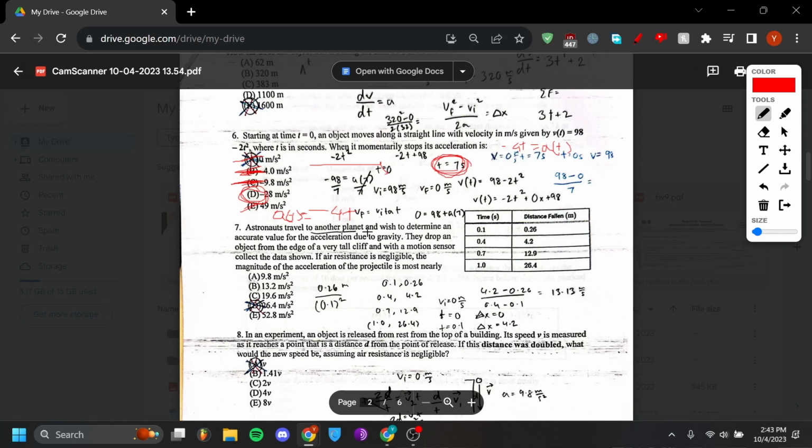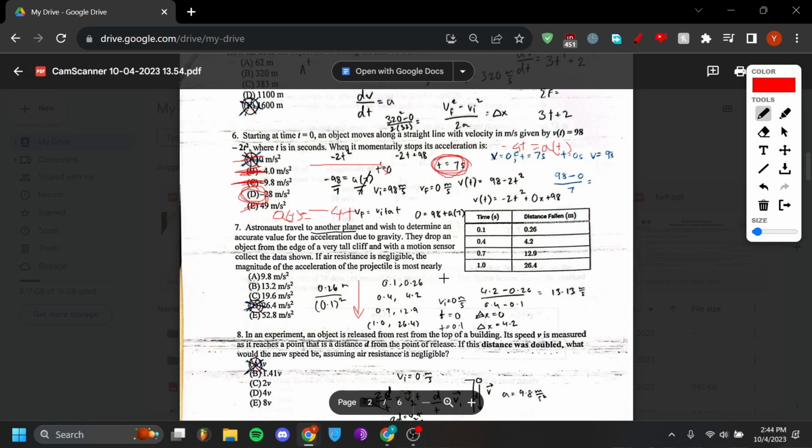Astronauts travel to another planet and wish to determine an accurate value for the acceleration due to gravity. They drop an object from the edge of a very tall cliff with a motion sensor to collect the data above. If air resistance is negligible, the magnitude of the acceleration of the projectile is most nearly what? So it's just dropping. It's not really a projectile. They just drop it, right? They didn't throw it. Okay, so the magnitude of acceleration is what?